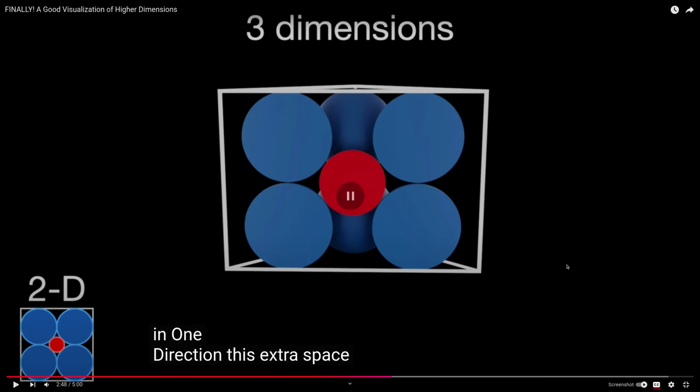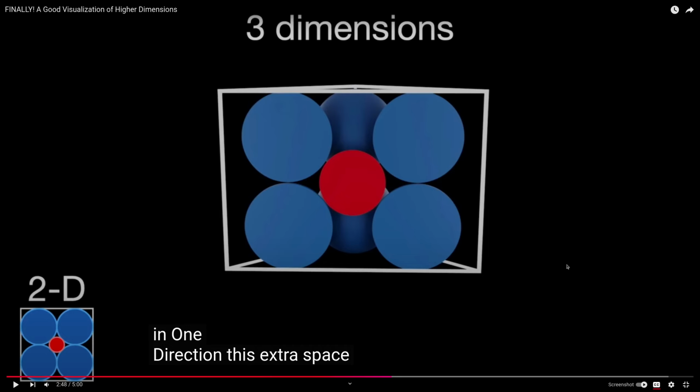This extra space... Wait, let me think about this. So, in 2D space, it's only a plane. So we only have 2 dimensions. And this circle in the middle is bounded by the 4 circles around it.